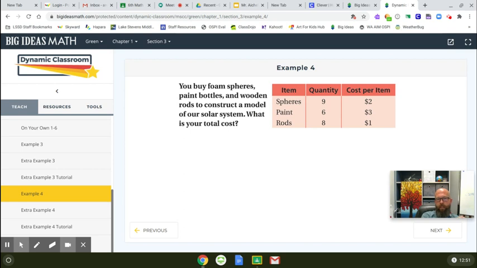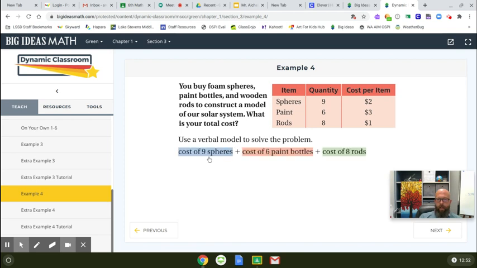You buy foam spheres, paint bottles, and wooden rods to construct a model of our solar system, which you might do, or you probably have already done that at some point in your life. What is your total cost? So I need to find out how much I'm going to pay for 9 spheres that cost $2 each, 6 paint buckets that cost $3 each, and 8 rods that cost $1 each.